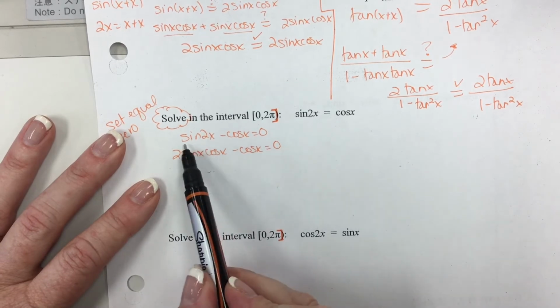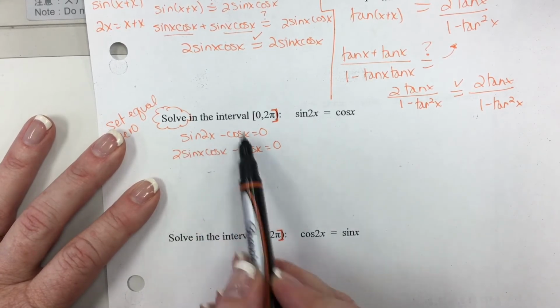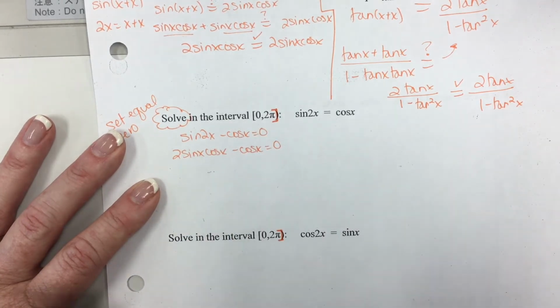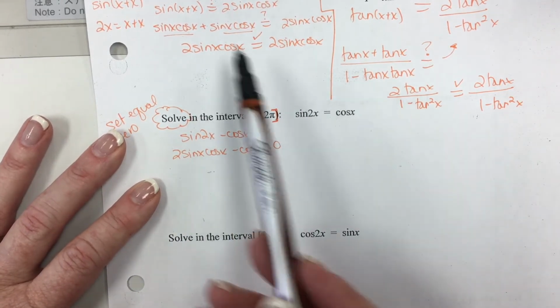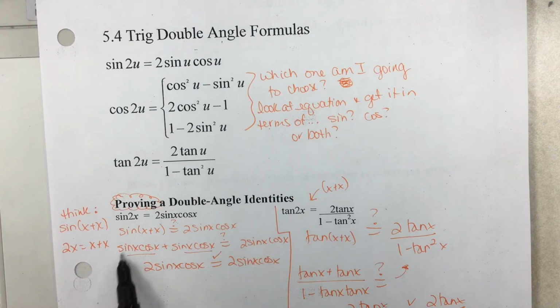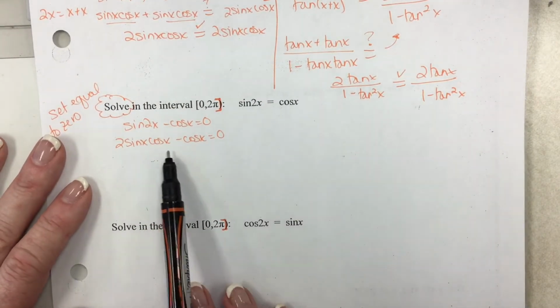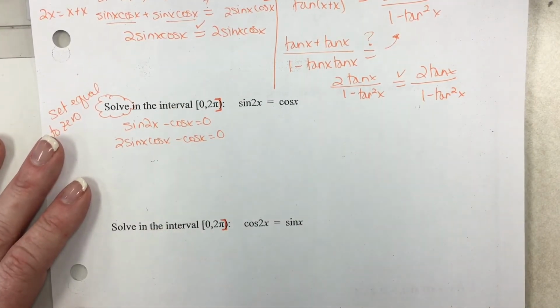Now, if you wanted to say sine of x plus x and go through all the formulas from yesterday, from 5.3, go for it. But you would be doing all of this unnecessarily just to get to this, okay? So we have 2 sine x cosine x minus cosine x. From here on out, this is what we've done before. We're solving in this interval. We're going to need to use our unit circle.